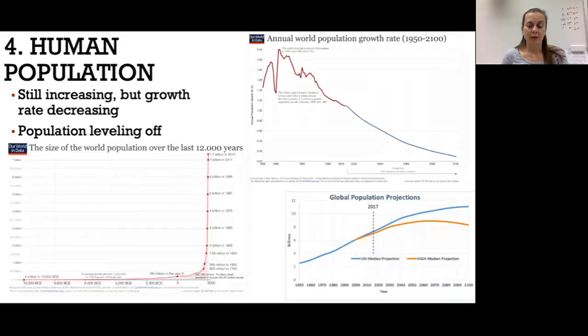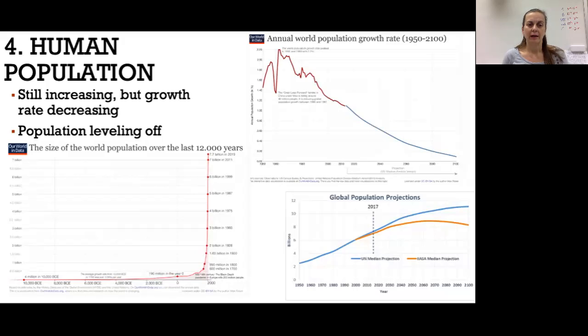Our fourth major indicator is human population. We know that the human population is still increasing, but the growth rate of that increase is decreasing. So population is not decreasing, but the growth rate is slowing.